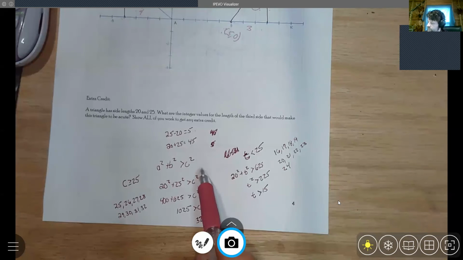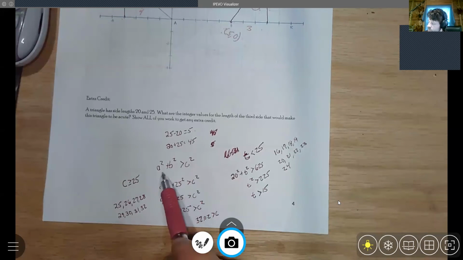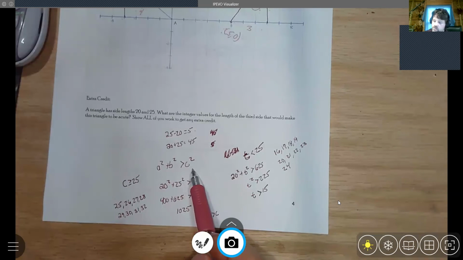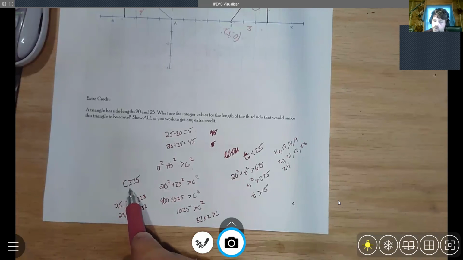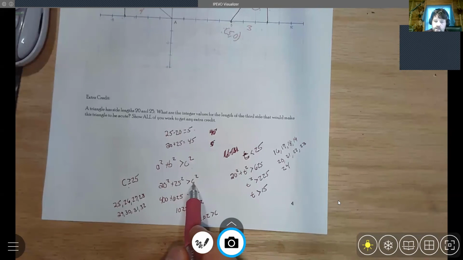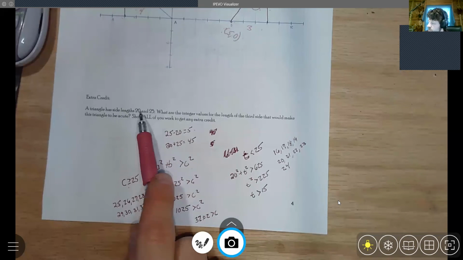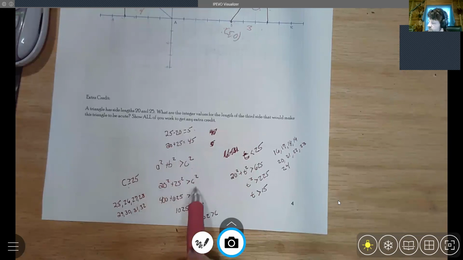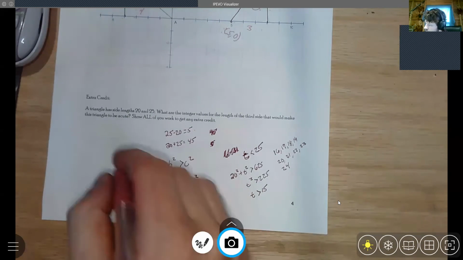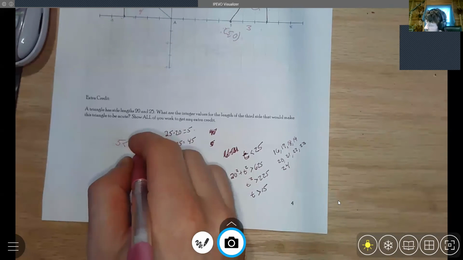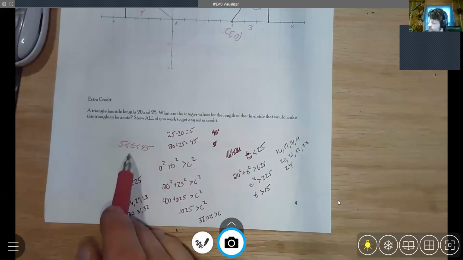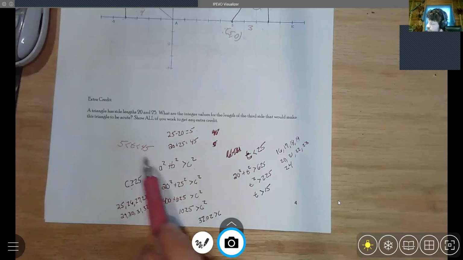So you set up two cases. You know by the Pythagorean Theorem that a squared plus b squared has to be bigger than c squared in an acute triangle. So in this case, c is greater than or equal to 25, which means that my hypotenuse is going to be 25 or greater. So I get 400 plus 625, because these are the two sides of my triangle, 20 and 25. My third side has to be between 5 and 45. I'm taking all the values that are 25 or greater and checking them. And so I solve this, and I get 1025 has to be bigger than c squared.